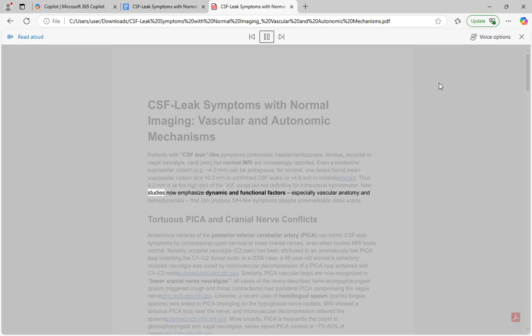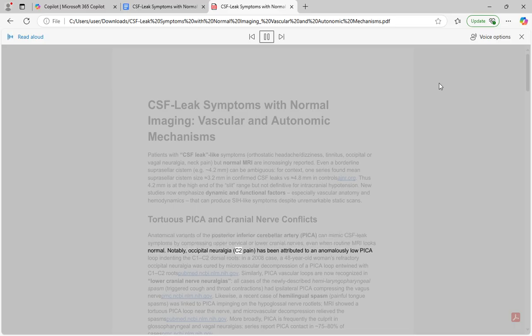intracranial hypotension. New studies now emphasize dynamic and functional factors, especially vascular anatomy and hemodynamics, that can produce SIH-like symptoms despite unremarkable static scans. Tortuous PICA and cranial nerve conflicts. Anatomical variants of the posterior inferior cerebellar artery, PICA, can mimic CSF leak symptoms by compressing upper cervical or lower cranial nerves, even when routine MRI looks normal.